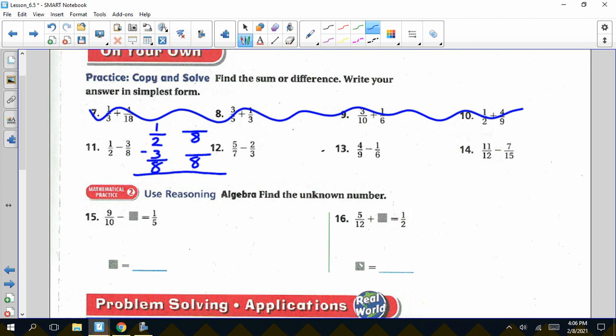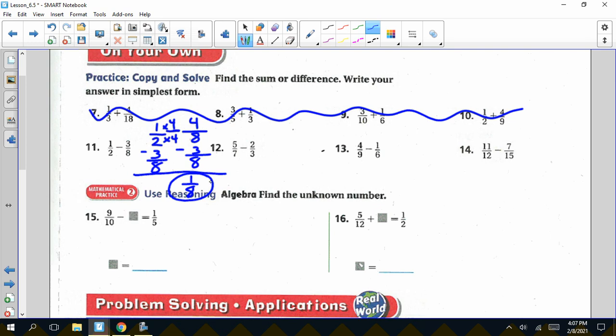Since the bottom fraction is already an 8, we have 3/8. The top fraction is 1/2. We need to multiply it by 4. And whatever I do to the bottom, I must do to the top to keep it equivalent. So 1 times 4 equals 4. Now we go ahead and subtract. 4 minus 3 equals 1. And 8 is the denominator. It stays the same. 1/8 is our answer, and it's already in simplest form.